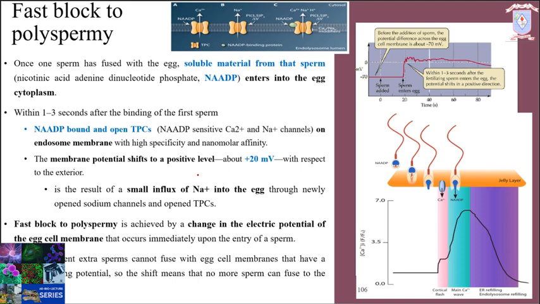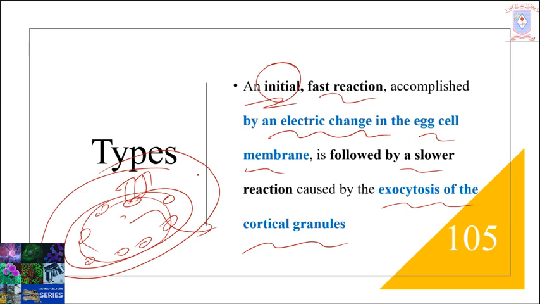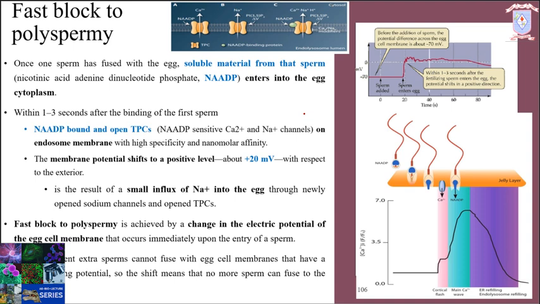depolarization, in this fast block to polyspermy, we already mentioned that the fast reaction is accomplished by the electrical changes in the egg cell membrane. The signaling pathway that activates the fast block, including the molecular identity of the channel that conducts the depolarization currents, was not yet known for any other species. So how the depolarization is activated is not well known in the case of other animals, but in the case of sea urchin it is well established.